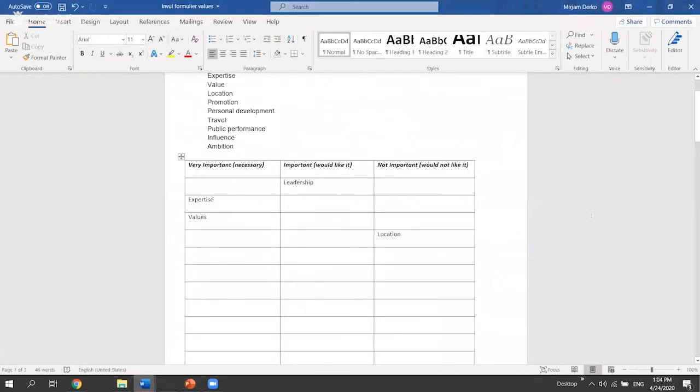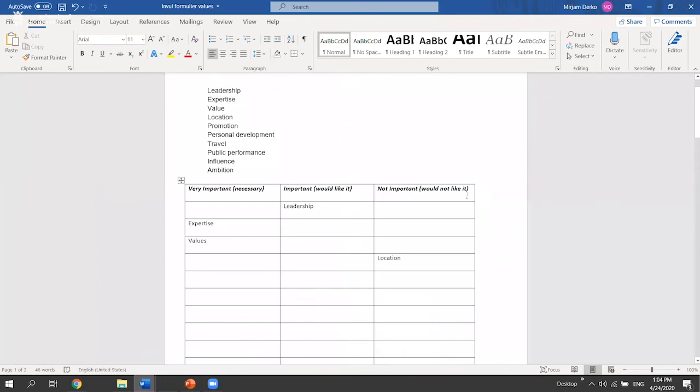So here is the table started. As you can see, I've listed, for example, leadership to be important, and I would like it in my job. And I find expertise, so displaying a high level of expertise in my field, very important. And having a valuable job that adds to my personal life is also very important. However, location, in terms of my job being close to where, for example, I have my hobbies or close to my home, is not very important. And let's see, moving on to promotion, for me it's important and I would like to have it.